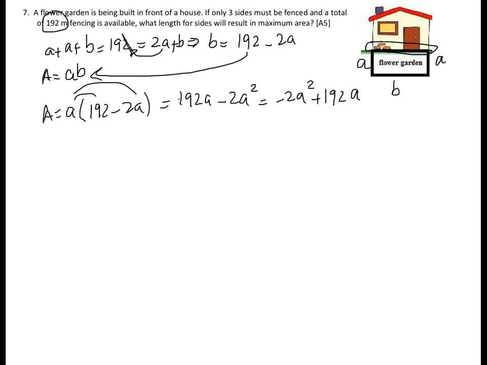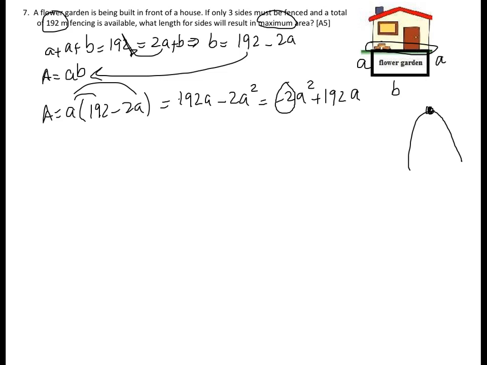Now, I want to maximize the area. This means that I have to find the vertex of this equation. Area is equal to negative 2a squared plus 192a. Just to remind you, this is a quadratic, and the leading coefficient, which is negative 2, is negative, so the parabola opens downward, so the vertex is a maximum. And this is exactly what we want, maximum area.